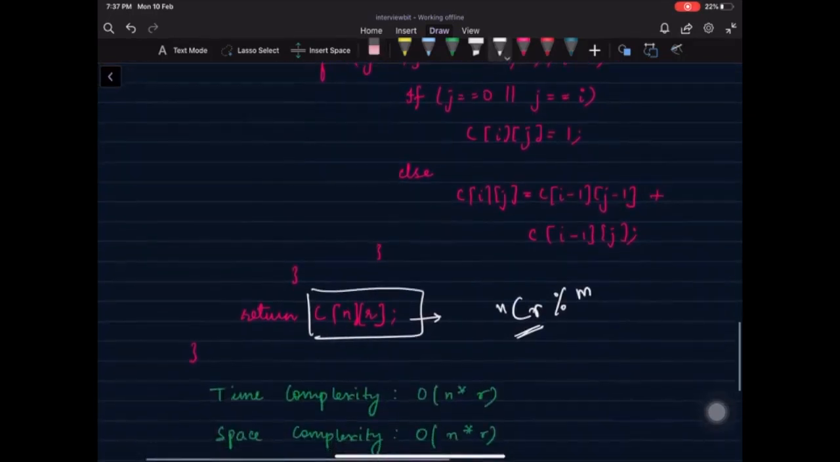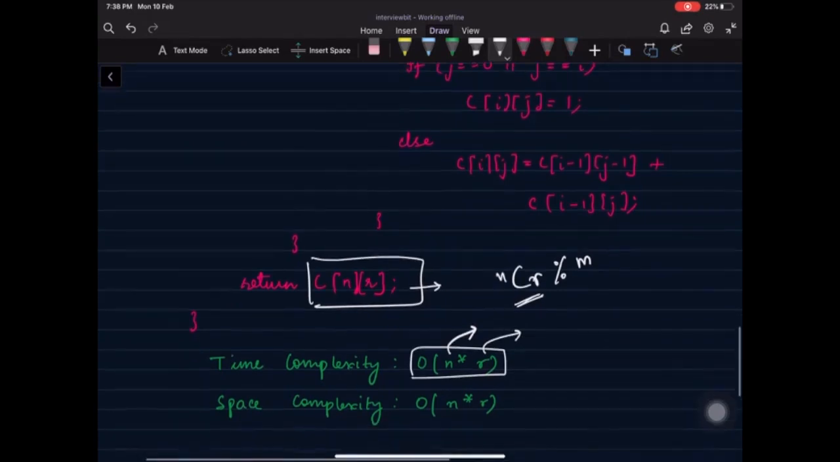And now what will be the time complexity to solve this question? Since we are traversing the whole 2D matrix, and the number of rows is equal to n and the number of columns is equal to r, the time complexity is going to be n into r. And since we are building a matrix of size n into r, the space complexity is also going to remain the same.